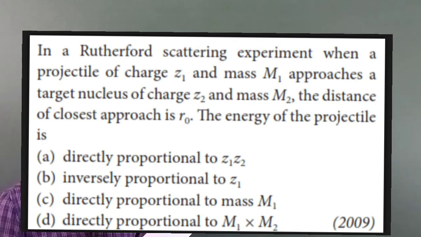We have to find the energy of the projectile. Here the options are: first option, directly proportional to Z1 into Z2; second, inversely proportional to Z1; third, directly proportional to the mass m1; and the last option, directly proportional to the product of m1 and m2.